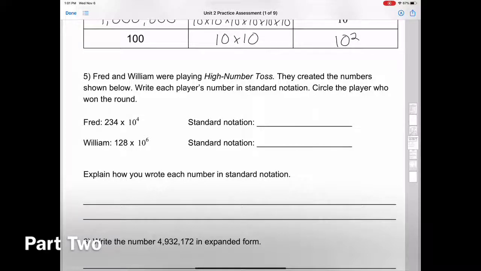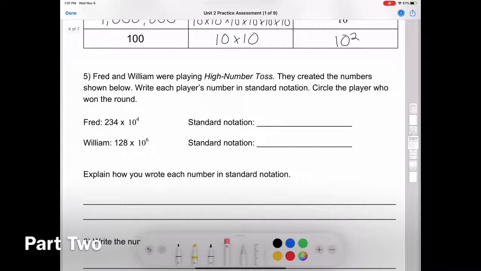So Fred and Wilma were playing high number toss. They created numbers shown below. Write each player's number in standard notation and circle the player who won the round. Who won the round? Who's got the highest number? So Fred rolled a 234 and then a 10 to the power of 4. What number is that? What number is that? Who can tell me? Cheyenne?